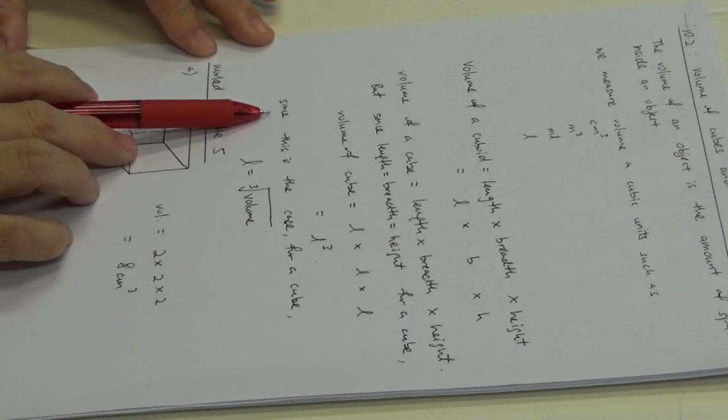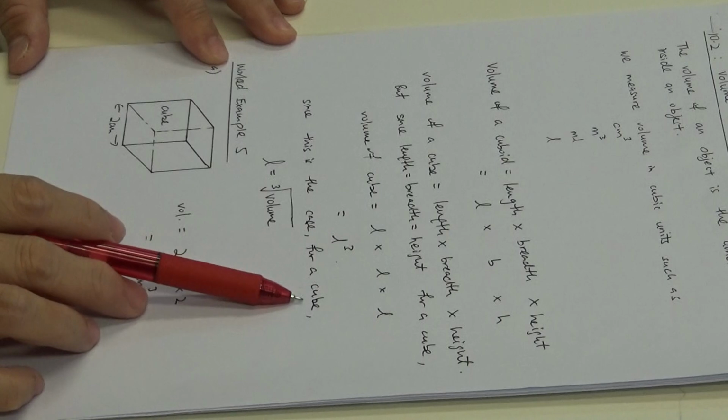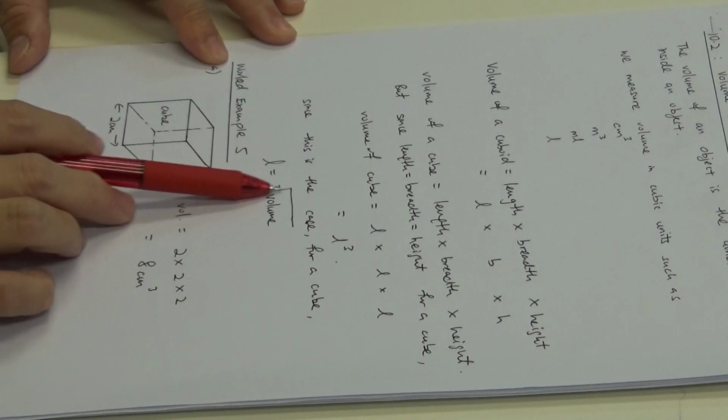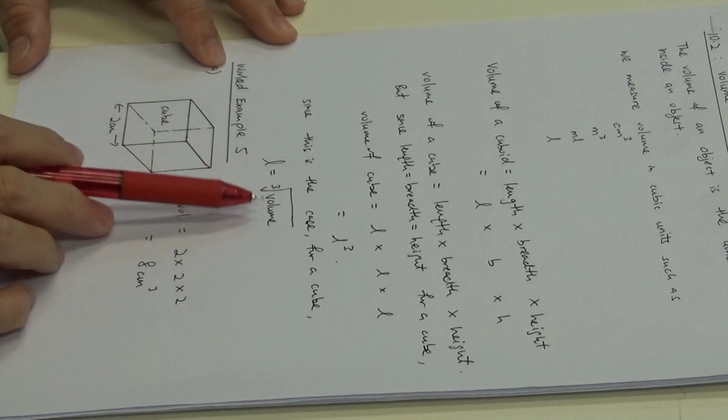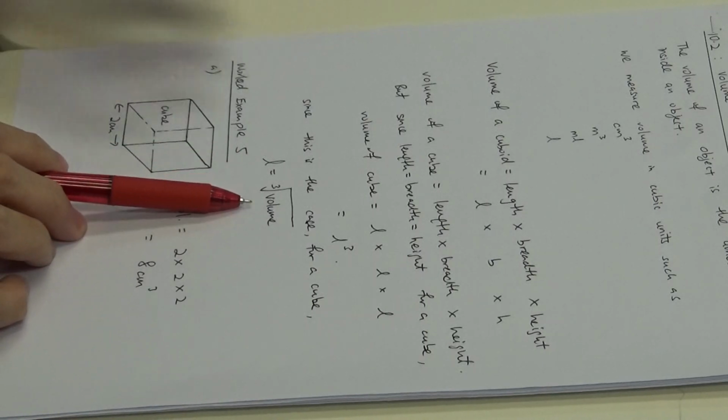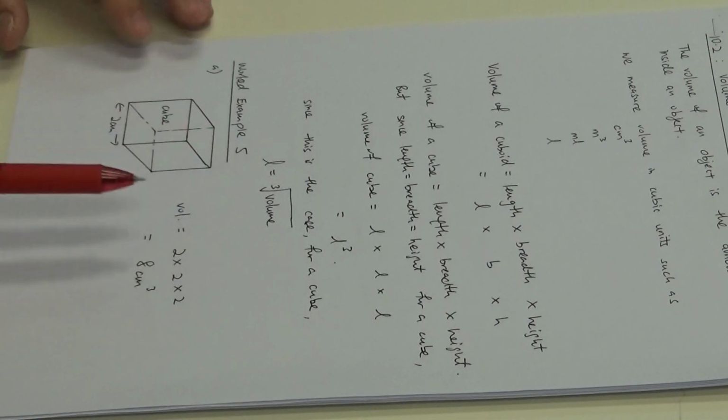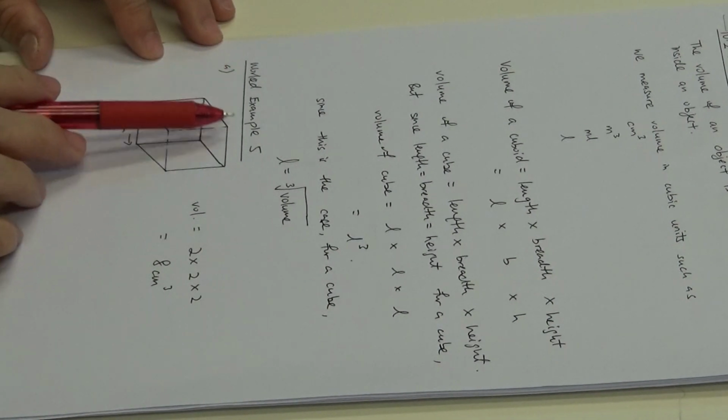Now since this is the case, for a cube, the length is just the cube root of its volume. Cube root of its volume. I will come to this formula again in the subsequent examples. Now, let's take a look at work example 5.